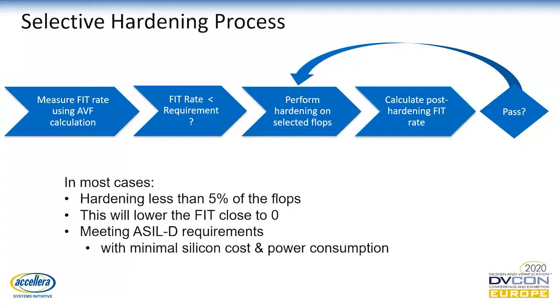To put it in perspective how iterative it is, you have to measure the fit rate using AVF calculation. Did you meet the fit rate requirement? If not, go perform the hardening on the selected flip-flops. You calculate the post-hardening fit rate. Did you meet it? Otherwise, you come back and harden some more flip-flops, calculate the post-hardening fit rate, and continue this iterative process. In most cases, what we observe is that hardening less than 5% of the flops will get you closer to the zero fit rate to meet ASIL D requirements, right? With minimal silicon cost or power consumption.